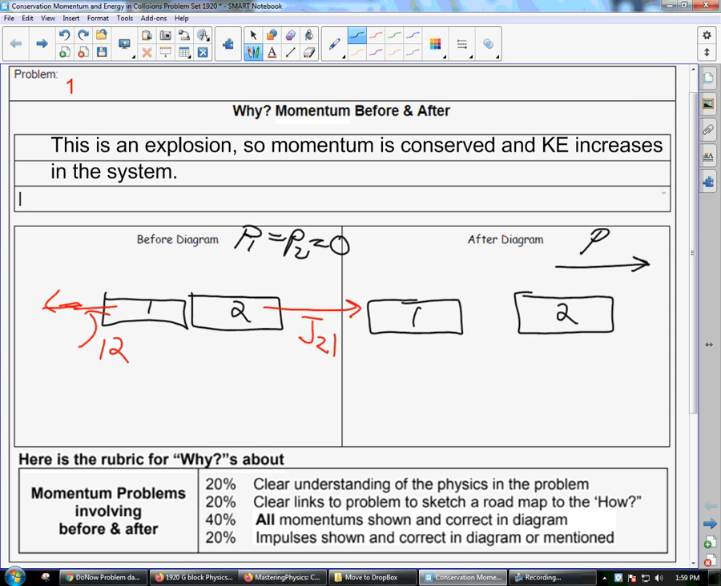This is the momentum of 2 afterwards. We'll call it 2A. And this is the momentum of 1 afterwards. Let's see. Clear links and understanding of the physics of the problem. Yep. Clear links to the problem, so they get full marks. All momentum shown correct. Yep. Impulse is shown correct. Yeah.